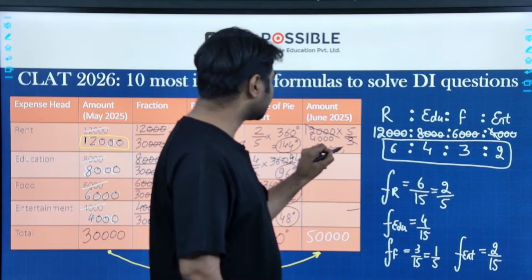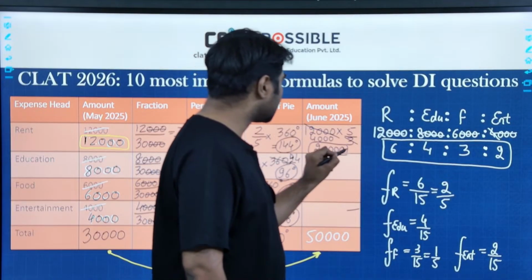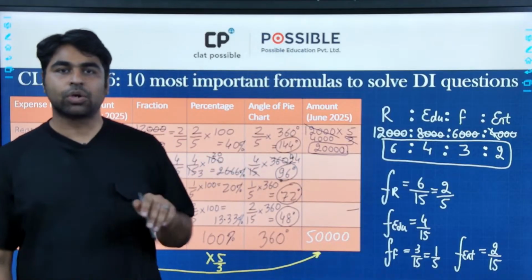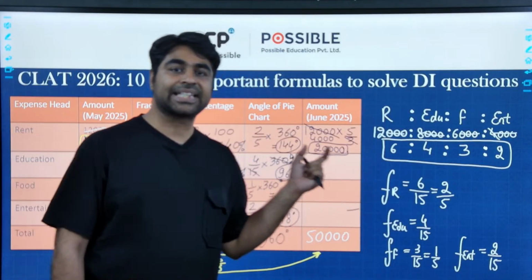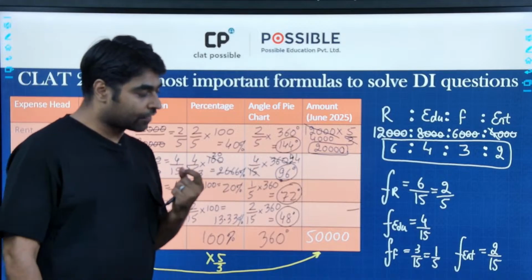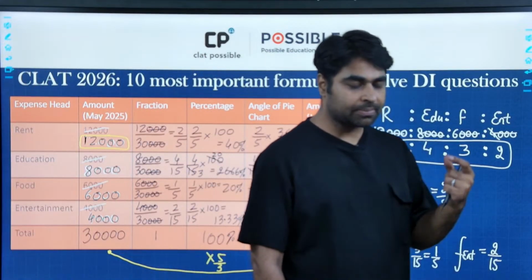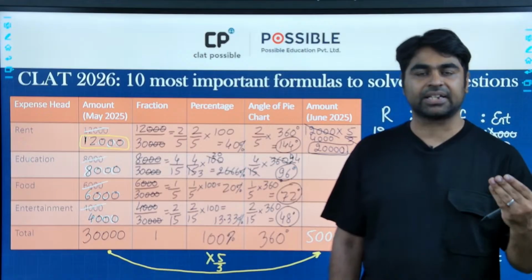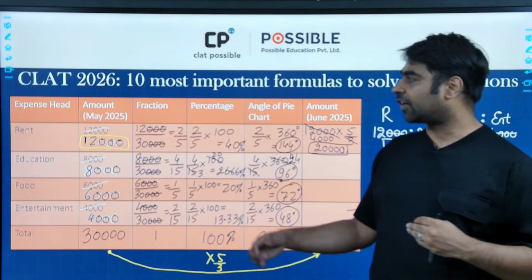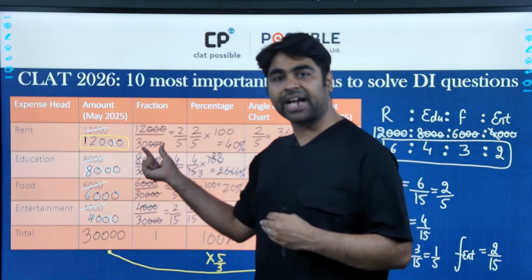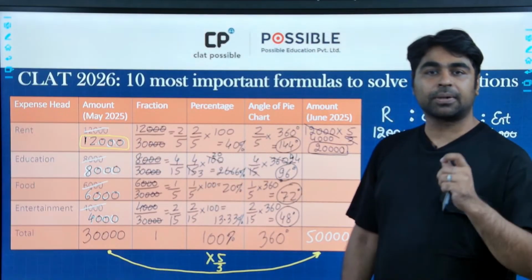I'm not saying that this is the only method, but this can also be one of the methods. Why am I not saying that it is the only method? Because the first method that you have already seen and been using was that a fraction when multiplied with the total value is called the part value.